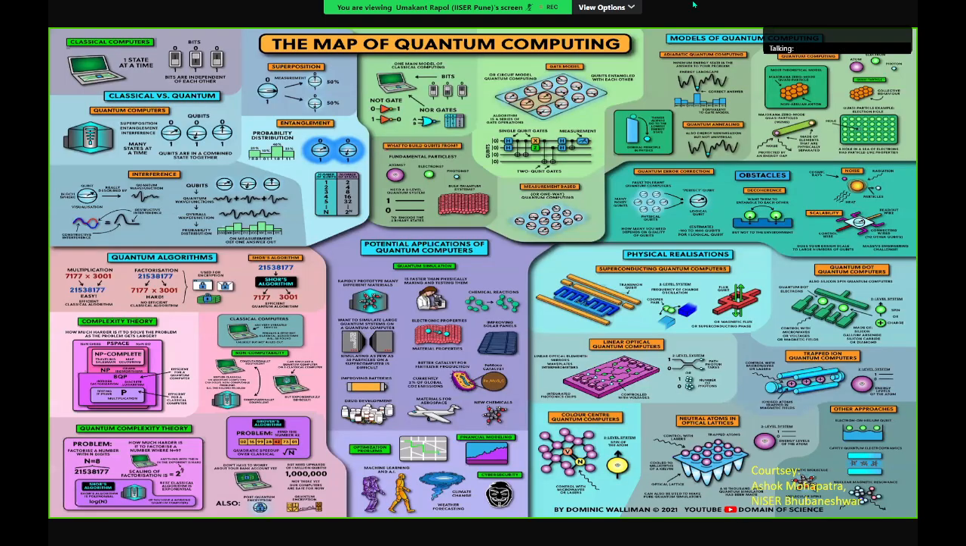So this picture gives a very nice overview of the entire quantum computing landscape. It starts with the difference between a classical and a quantum computer on the top left here, going down to the bottom.